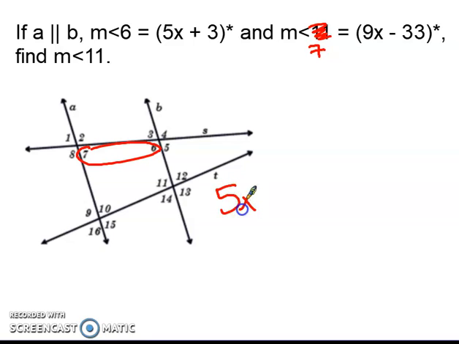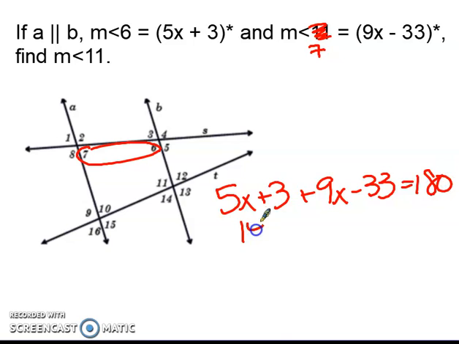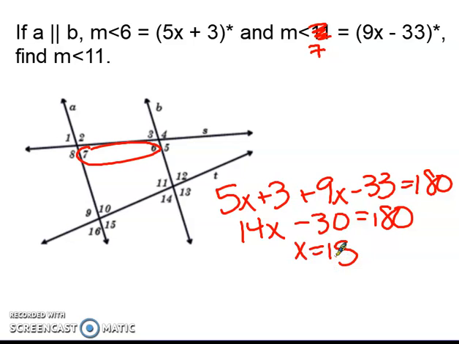So I'm going to take 5x plus 3 plus 9x minus 33 equals 180. You're going to use the algebra to solve it. So 14x minus 30 equals 180. X is going to equal 15. Now, the big thing you need to keep in mind here, it does not say find X. We want to find angle 7.